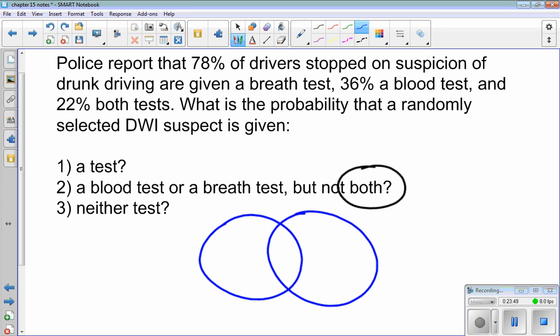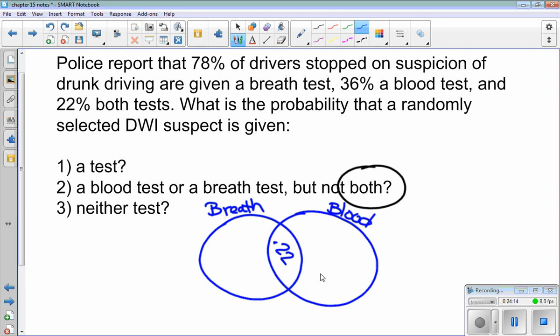So we're going to have a breath test, or we're going to have a blood test. Let's fill in the numbers. Where should we start with the numbers? Hunter. In the middle, in the both parts. So 22% goes in the middle. That's a coincidence. That's the same as the last one, by the way. Not always 22%. And then we'll just kind of work backwards.